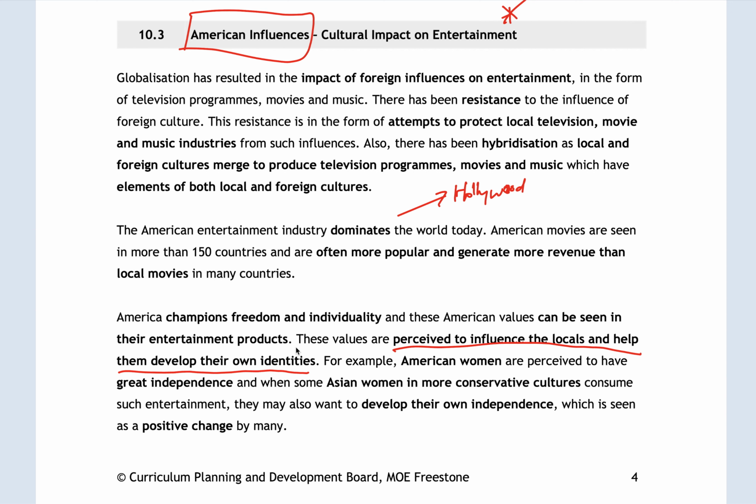So when people are influenced by this American culture, perhaps they are going to start demanding more freedom and whatnot. So to a lot of governments that poses a problem, especially a security and civil problem. But it does have some positive impact as well. For instance, as more Asian women in conservative cultures start to consume more American influences, they may start to want to develop their own independence, which is of course a very positive thing. So there is a positive and negative to it. It depends on who you are and which part of the impact you are analyzing.